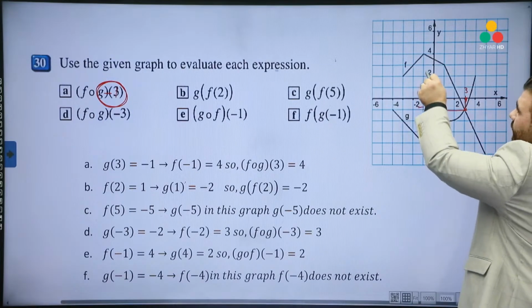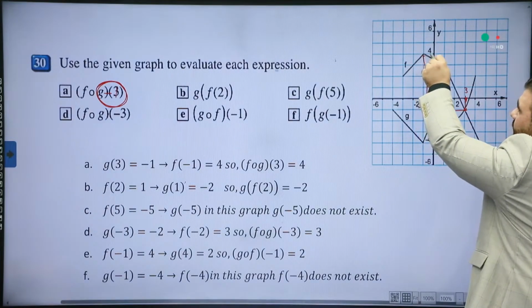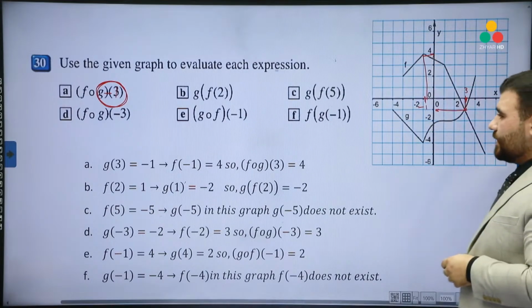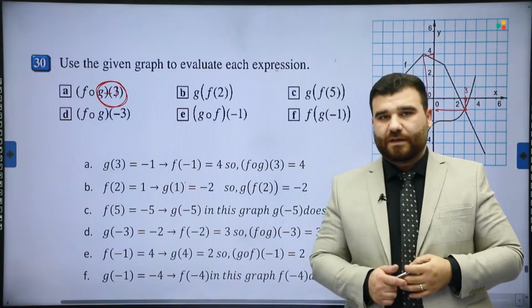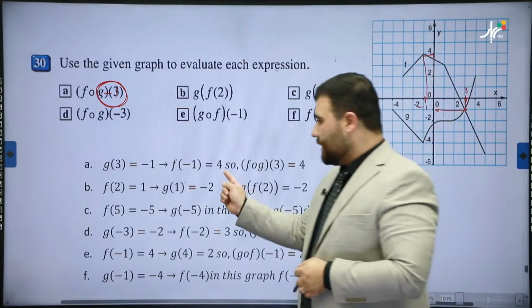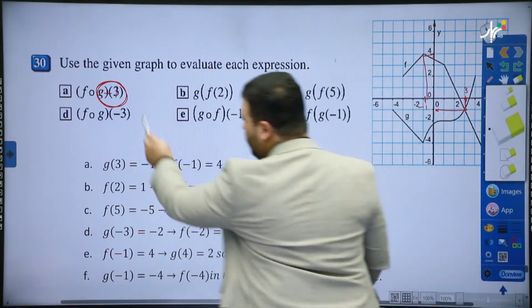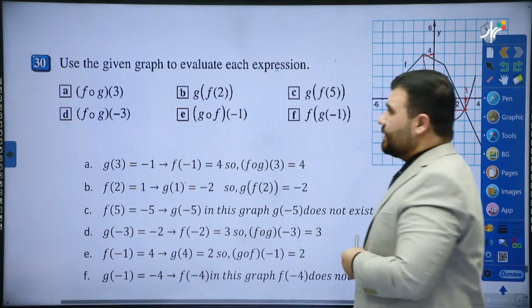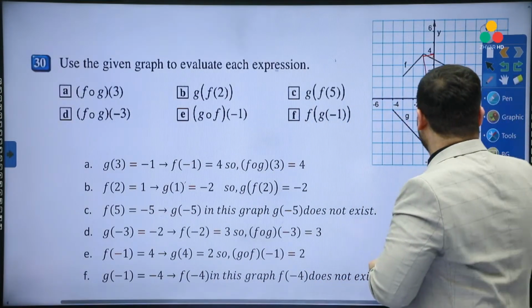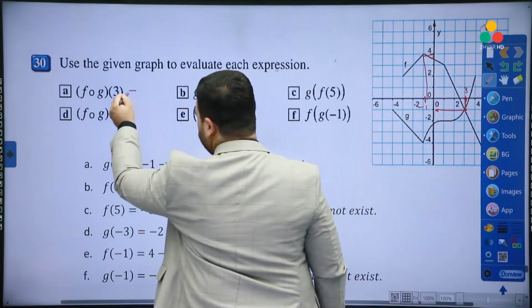-1 going towards the function f, the result is 4. This means f of -1 is equal to 4. This 4 is the final result. This 4 is telling us this f of g3 is equal to 4.